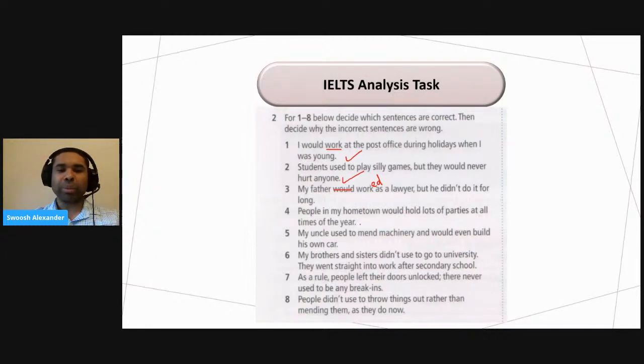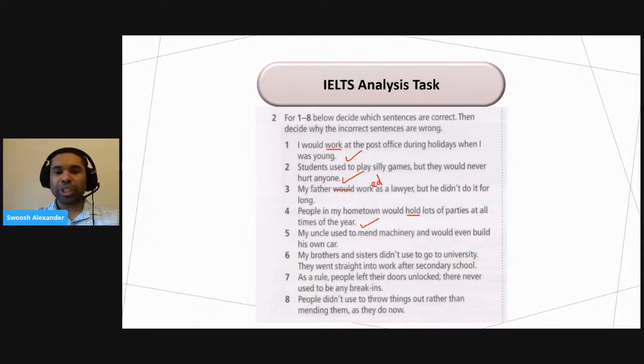Okay, so this one would be correct. So they would hold lots of parties at all times of the year. This is reminiscing about the past, isn't it? Hold is an action. You can hold a party. It's something that you do. And so this would be a correct sentence. Moving on to number 5.